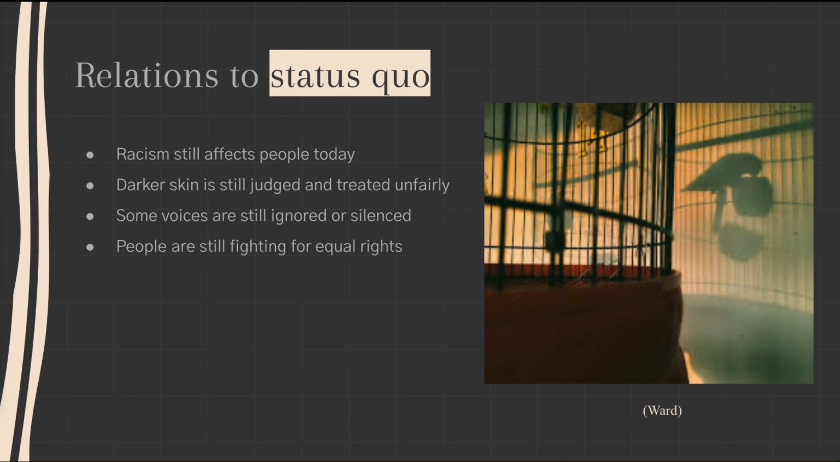And in Desiree's Baby, the way Armand controls Desiree's life and decides her fate reminds me of how power and privilege still decides whose stories get believed. So both texts challenge us to notice these patterns and think about what needs to change so that people can actually live freely and be treated fairly.